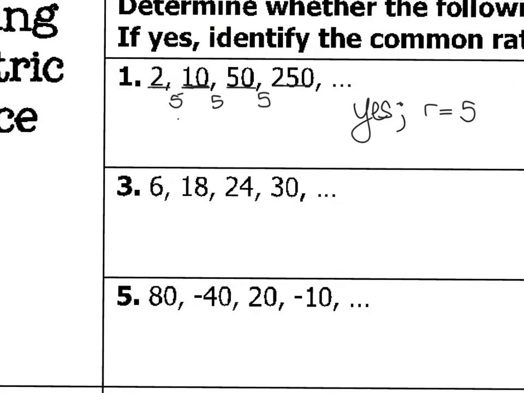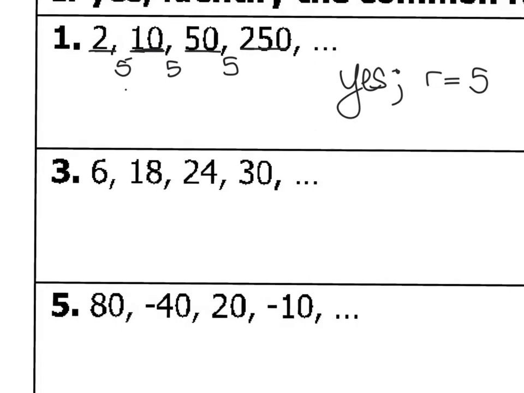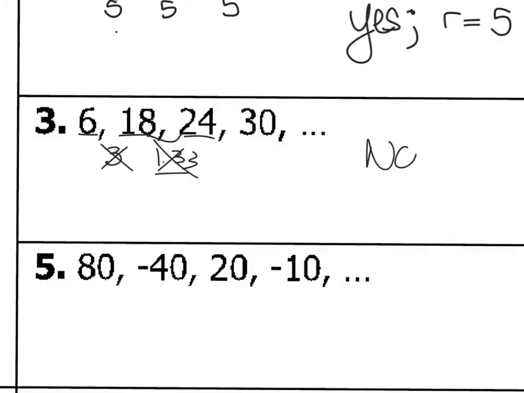All right, let's look at the next one here. 18 divided by 6 is 3, and 24 divided by 18 is 1.33. So that right there, they're not the same, are they? So no, it's not a geometric sequence.